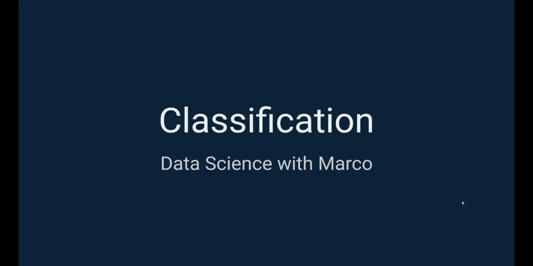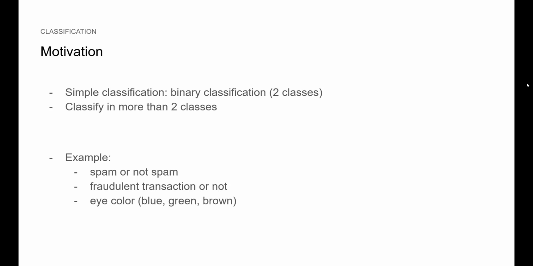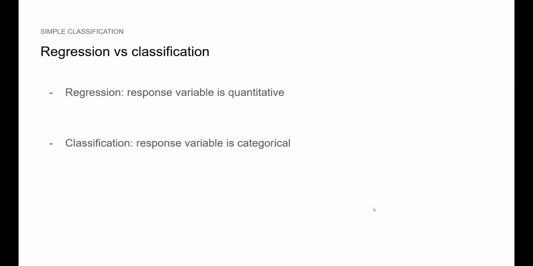We will start this tutorial with a bit of theory about classification. First, a bit of terminology. Binary classification is also termed simple classification, and this is the case when we only have two classes, for example, spam or not spam, or a fraudulent transaction or not. Of course, you can have more than two classes, for example, eye color, where you can have blue, green, or brown. So you see that in the context of classification, we have a qualitative or categorical response, unlike regression, where we have a quantitative response, or numbers.